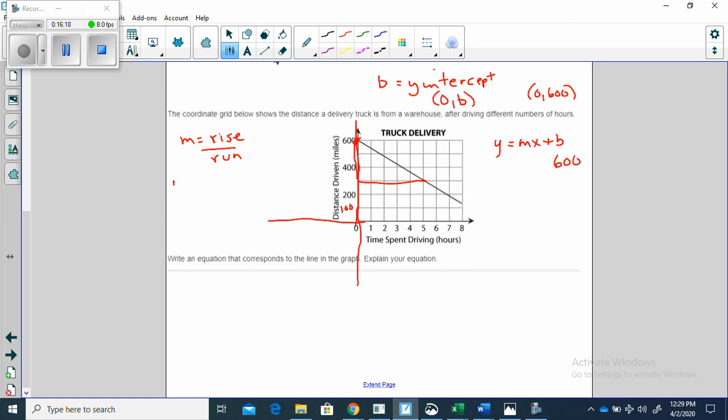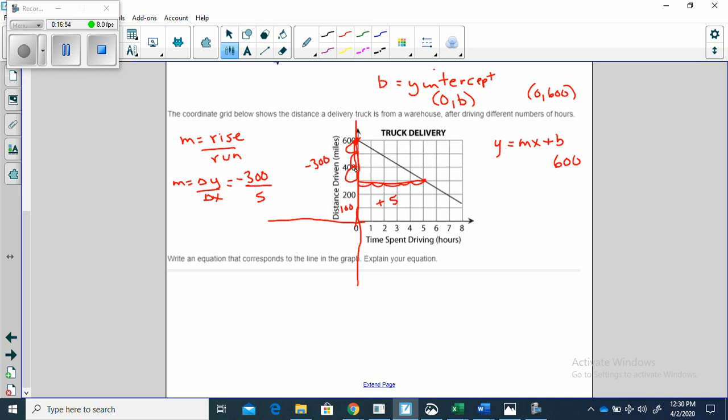or m is equal to the change in y over the change in x. Let's look at this change in y. On our y-axis, we are going down 100, 200, 300. We're going down 300, and we're going over 1, 2, 3, 4, 5, positive 5. Our change in y is negative 300. Our change in x is 5.